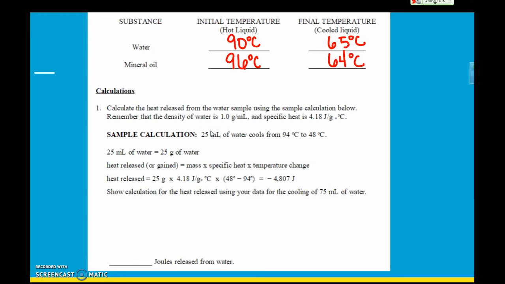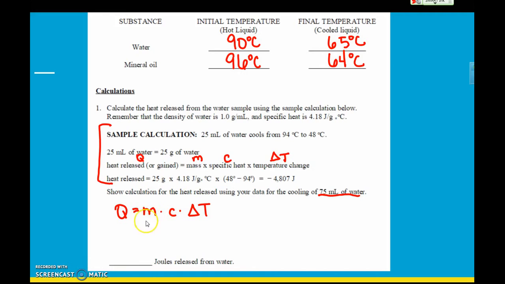For the first part, this is just a sample calculation. So they're showing you the equation. When they say heat released, it's Q, mass is M, specific heat is C, temperature change is delta T. And they just go through an example right here. They want us to calculate the heat released using your data for 75 milliliters of water. So we're going to be solving for Q. We've got M and C and delta T.